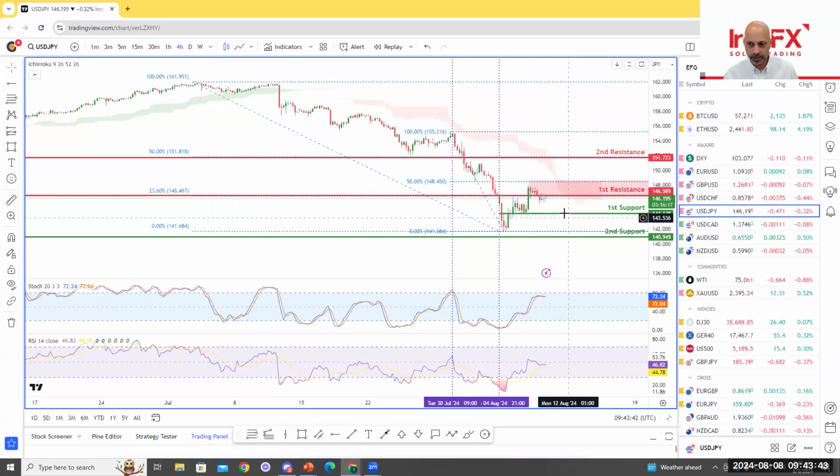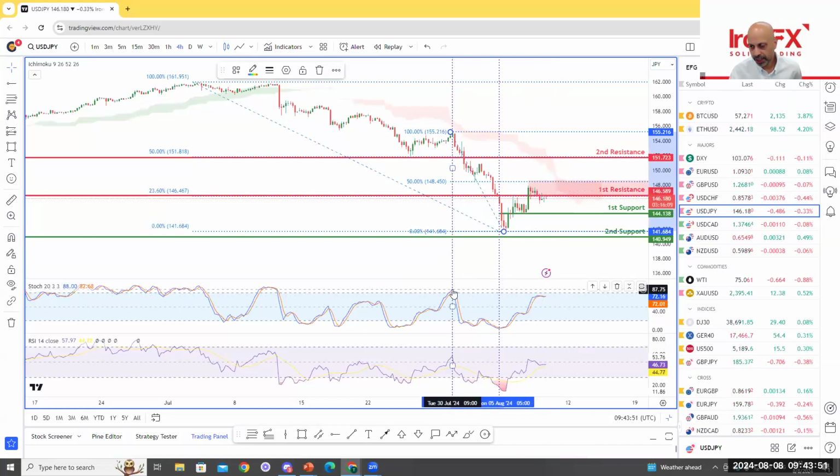Take note, we're still a little bit away from the cloud, but we could see it continue to retrace higher. And perhaps once we see the stochastic oscillator climb above 80 and we see price within the bearish Ichimoku cloud, that's when we can potentially expect another bearish reversal to take place for dollar yen.